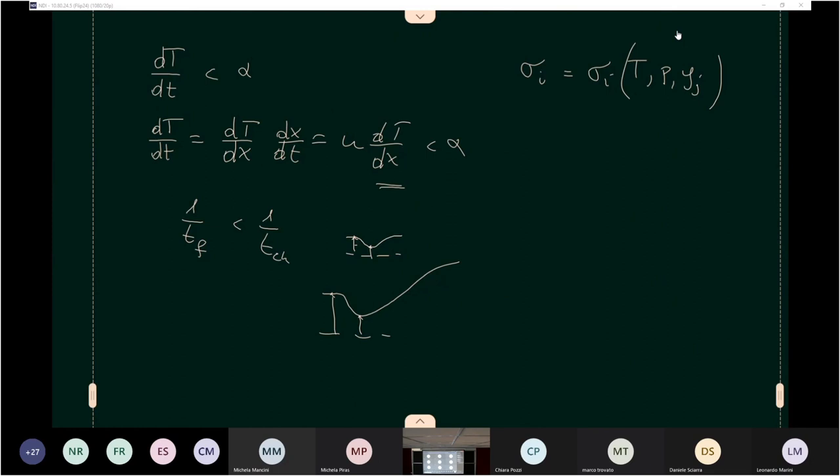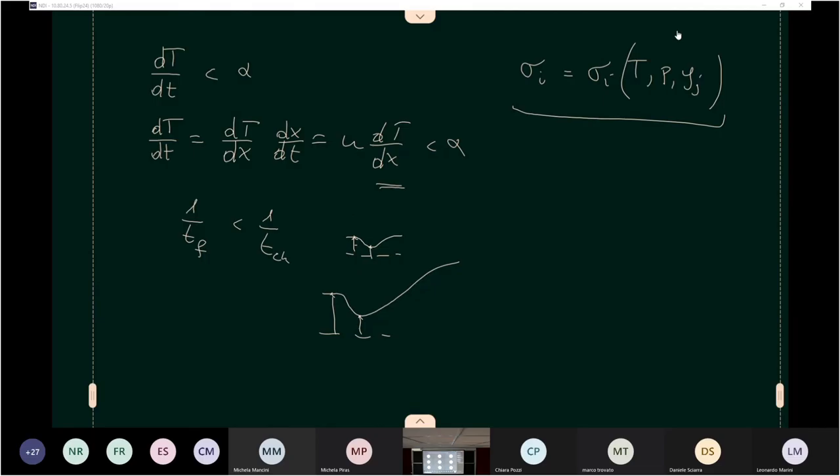So the sigma represents the mass of a given species which is produced per unit time and volume. Of course, this is the quantity that represents the fact that some reaction is occurring. When we are in equilibrium condition, in frozen condition, there is no production or destruction of a given species in time. Or there is production and destruction at the same time, balancing to zero.